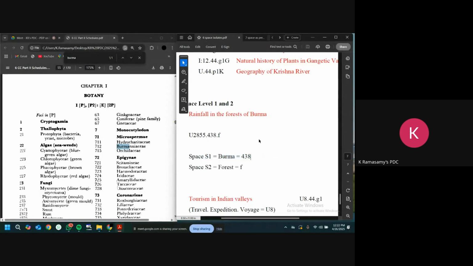Now I need to add the answers. How to add? First you have to add S1, then you have to add S2. Countries first, physiographical features second. What is the number for Burma? 438. So dot 438. What is the number for forest? F. Dot F. This is a first level space. This is second level space. You can add both two levels of space for the single title.